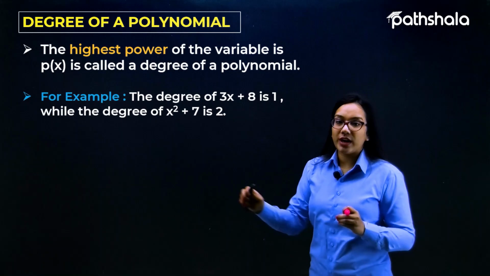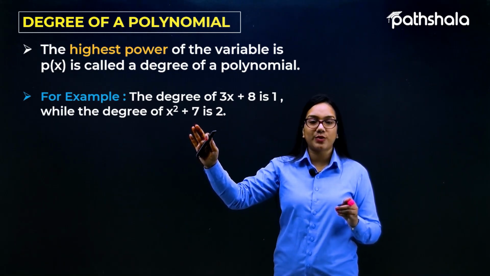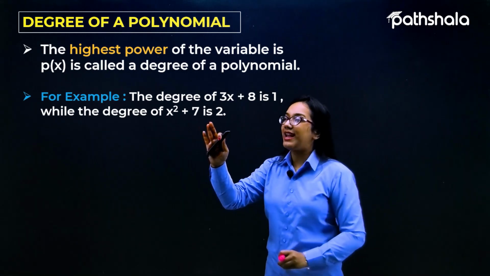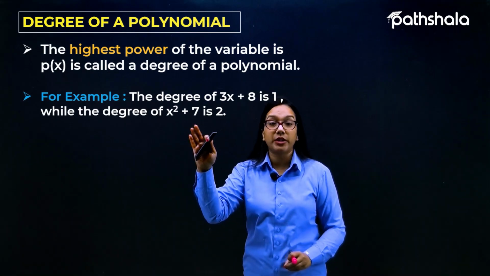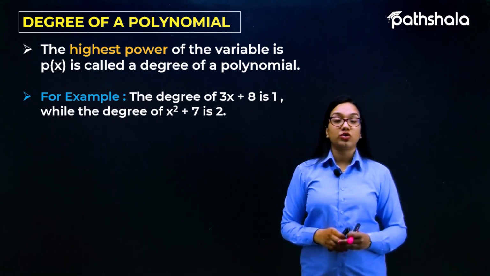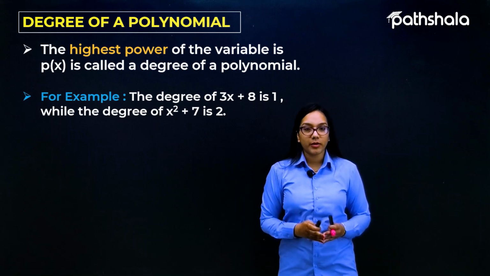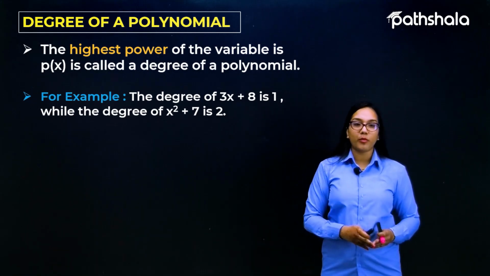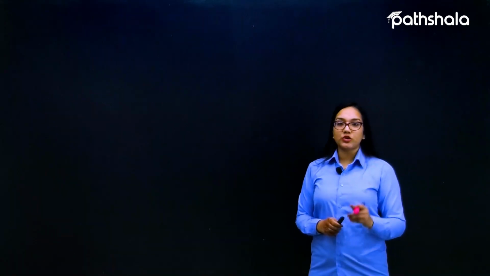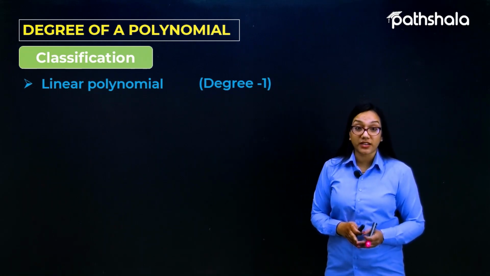Let us suppose we are talking about the polynomial x square plus 7. Obviously, the highest power of the variable in x square plus 7 is 2. So the degree of this polynomial is 2. So the definition of the degree is that the highest power of the variable present in the polynomial is called the degree of the polynomial. Let's move further and talk about the classification of polynomials by degree.